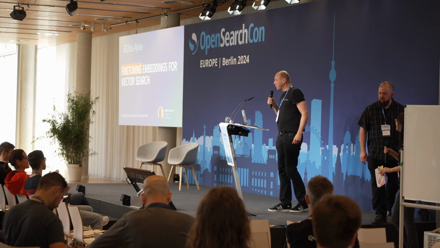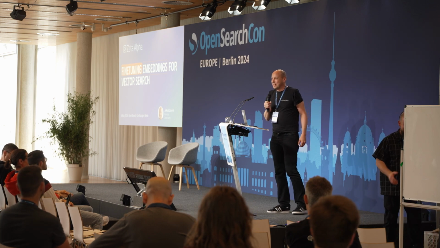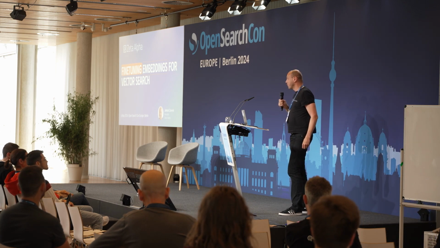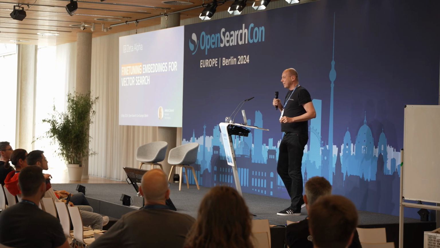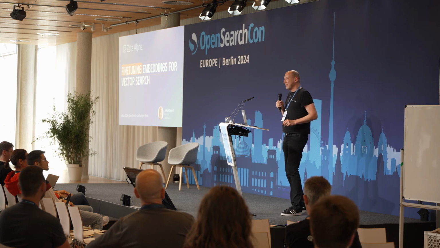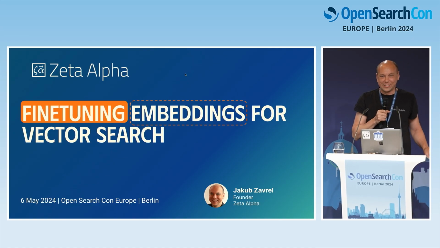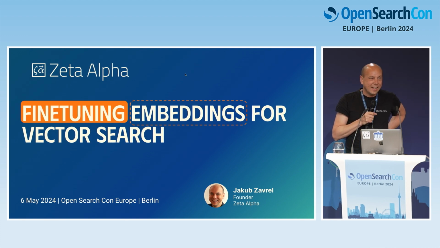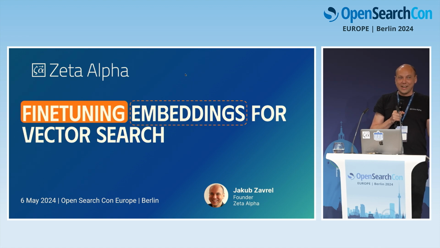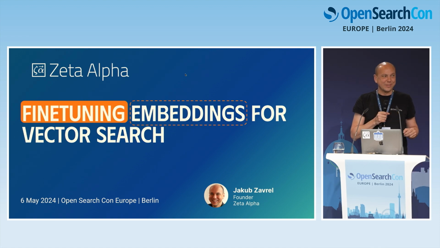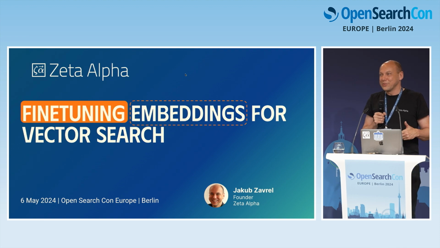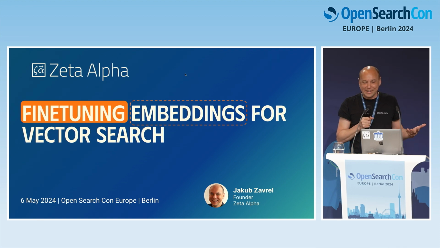I'm Jakub Zavrel from Zeta Alpha, and we're an early adopter of OpenSearch because of the excellent K-nearest neighbor plugin that it had very early on, when none of the other Lucene-based search engines had it. So we're into vector search, and I want to talk about fine-tuning. Some people say fine-tuning. Some other people write it as one word. But if you're using semantic embeddings, it shouldn't really matter.